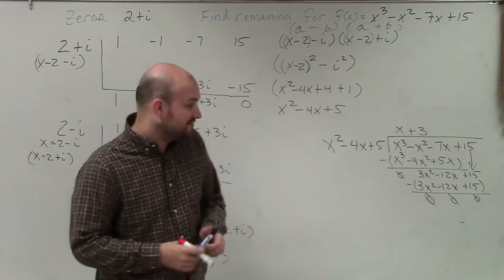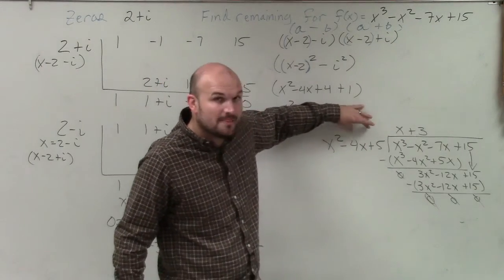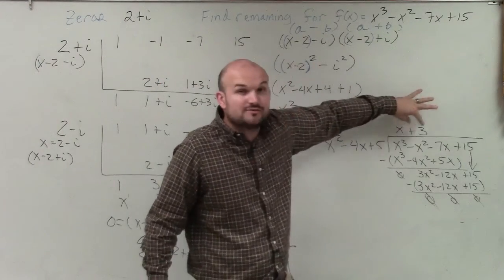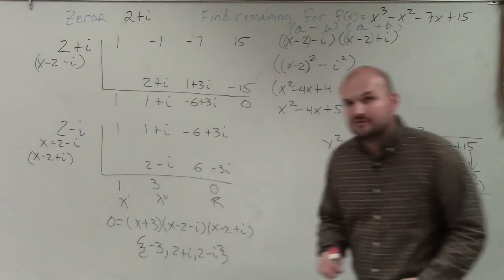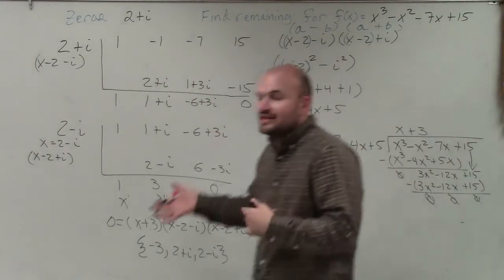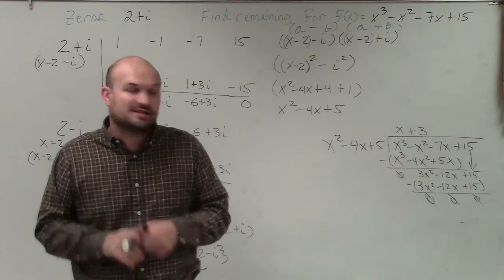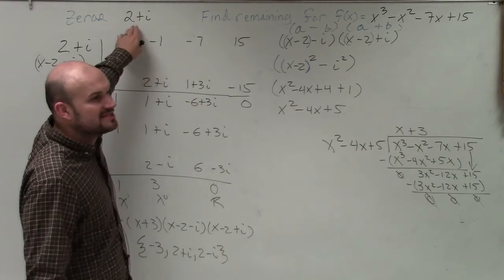So by dividing my factor into this polynomial, I get my other factor, which is x plus 3, where we know x plus 3 produces the zero, negative 3. So just two different ways for you guys to look at this when you need to find all of the zeros given one complex zero. Thanks.